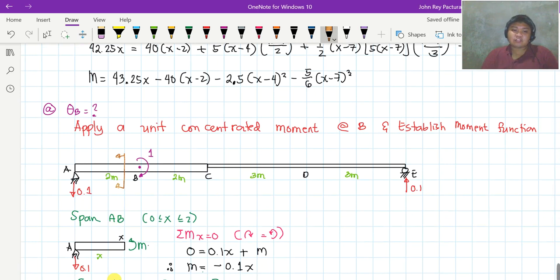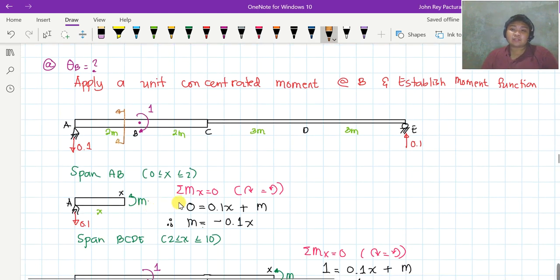Hatiin mo lang. Tapos, ito na ang kalalabasan, i-set mo yung x from point A. So, summation moment at x equals 0, automatic. Walang clockwise moment, parehas counterclockwise. So, 0 equals 0.1 times the distance, which is x, plus the moment function. So, therefore, ang small m natin ay negative 0.1x.